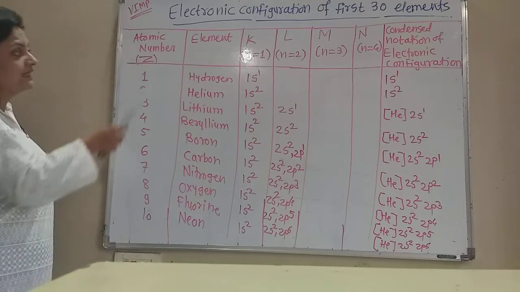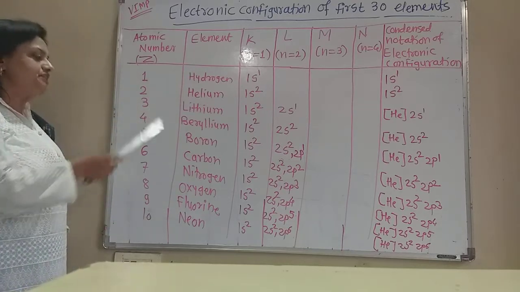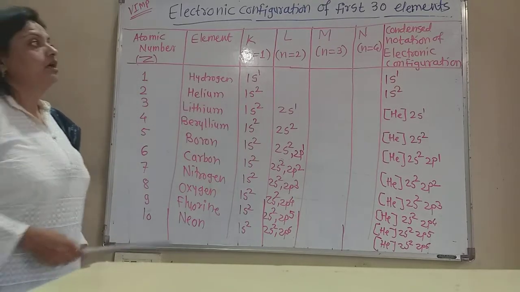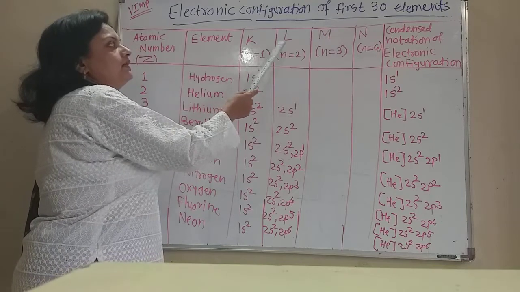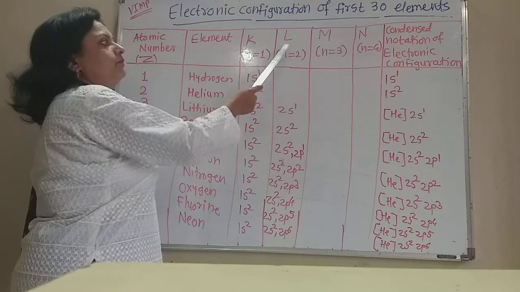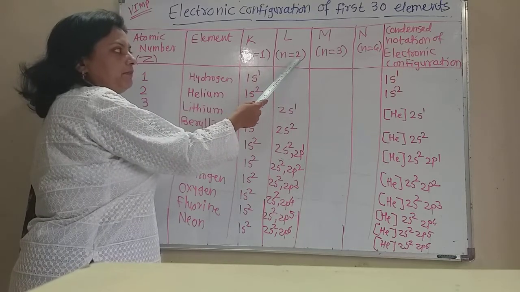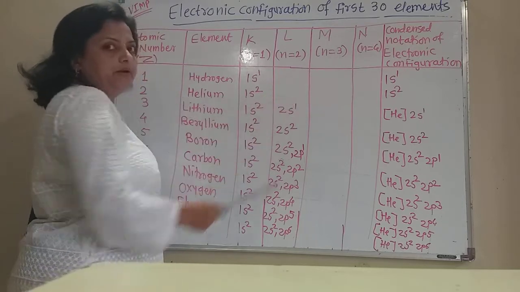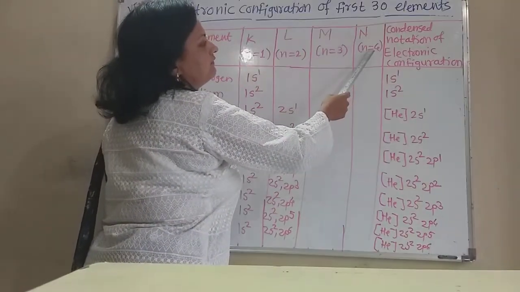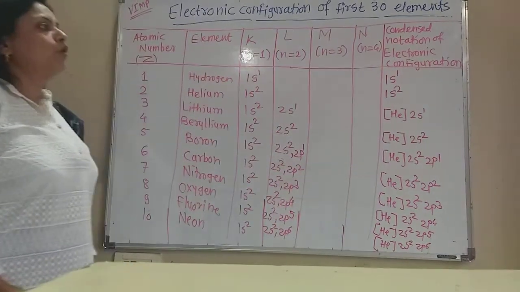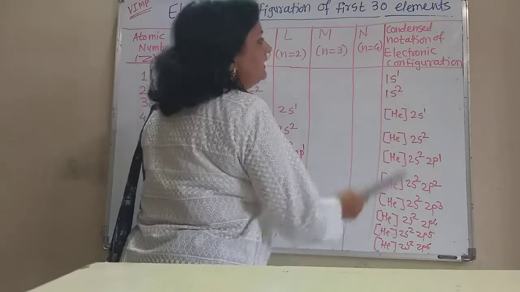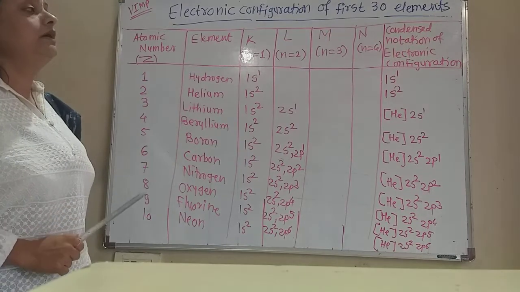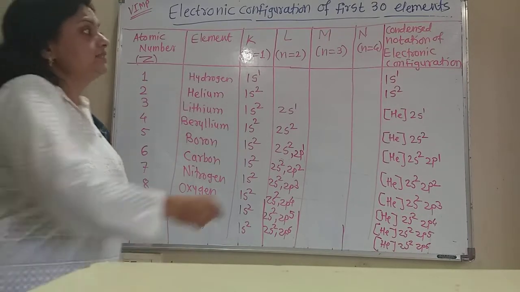First we have to see these 10 elements which have atomic numbers from 1 to 10 and their electronic configuration. Now this is the first shell K, having n equal to 1, the principal quantum number. Again L, principal quantum number value is 2 here. The third main energy level M has principal quantum number 3, and the fourth main energy level N has principal quantum number 4. And here we write the condensed notation of electronic configuration. In shortcut, this is how the electronic configuration is shown.